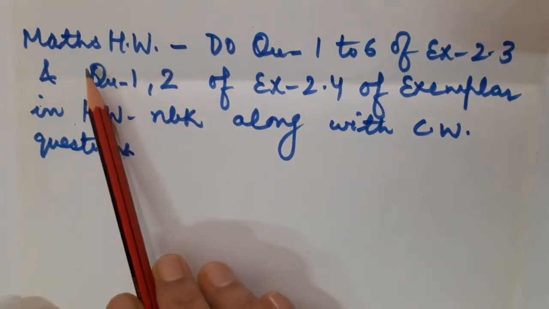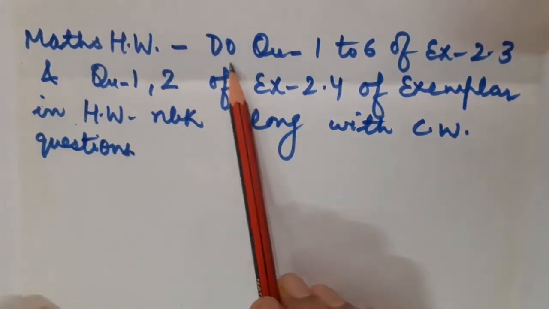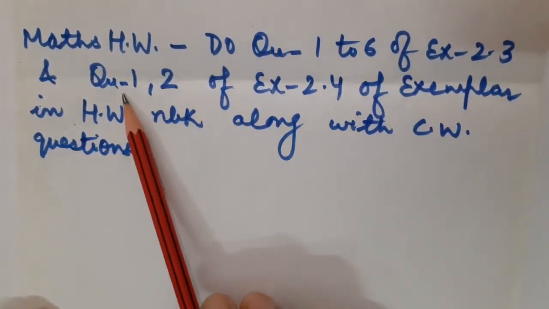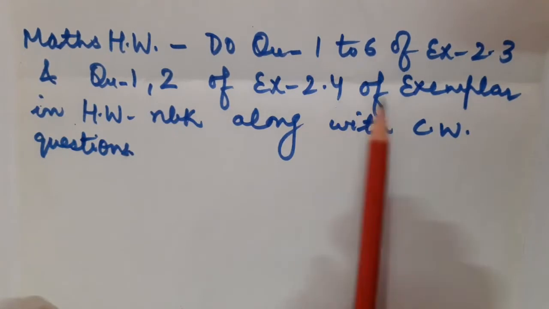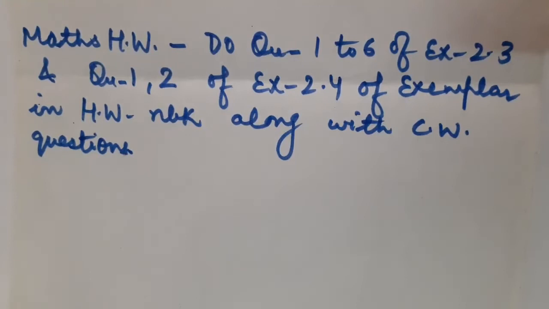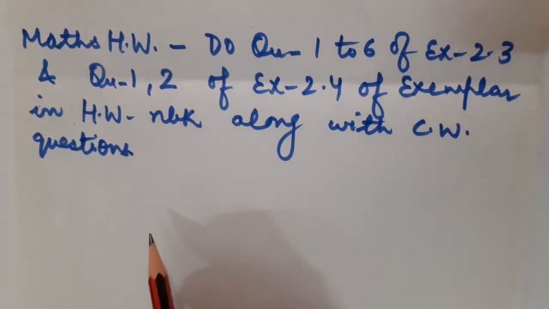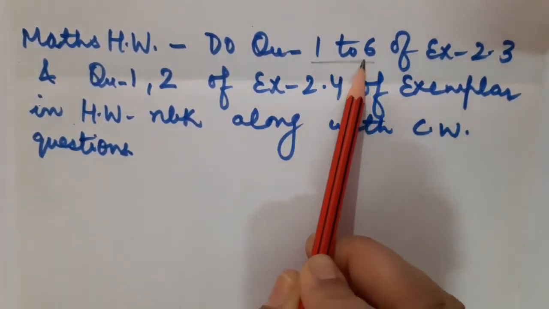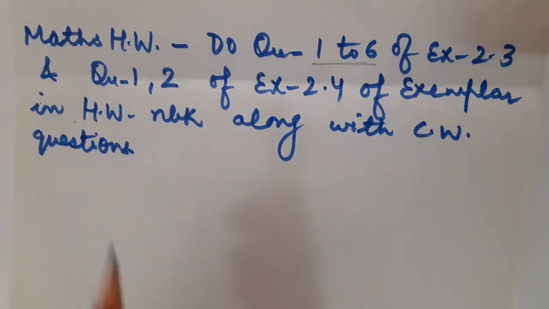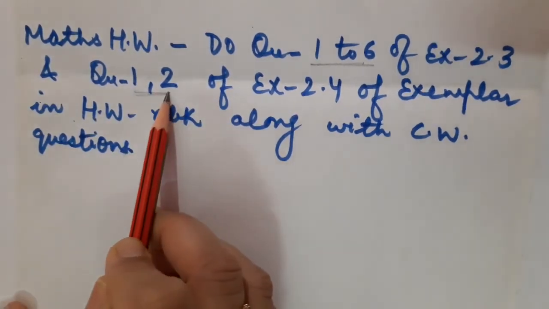Now children, that's it for the day. Please note down your mathematics homework. Your maths homework is you have to do question number 1 to 6 of exercise 2.3, question number 1 and 2 of exercise 2.4 of exemplar in your homework notebook along with classwork questions. These are very simple questions. In these 1 to 6 questions, you have to just simply find out the zeros of the quadratic polynomial given using factorization method, and after that you have to tell the relation between the zeros and the coefficient. Fine, children?